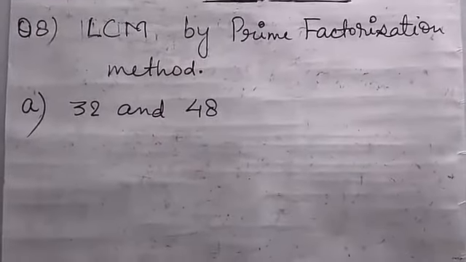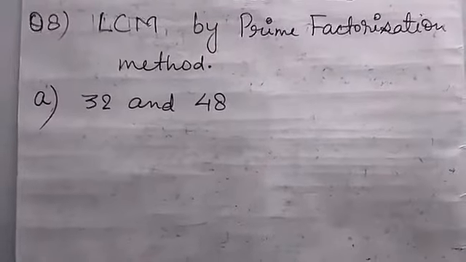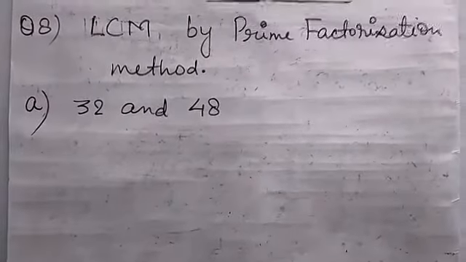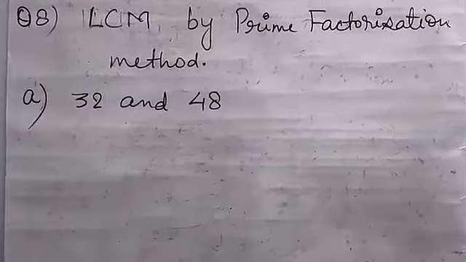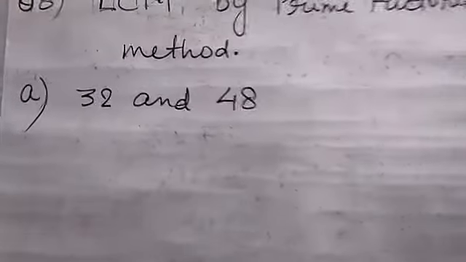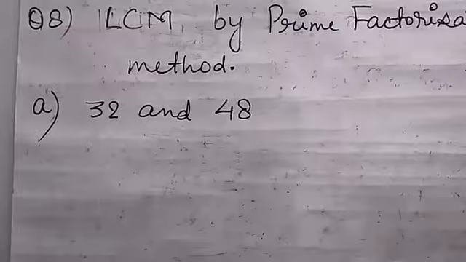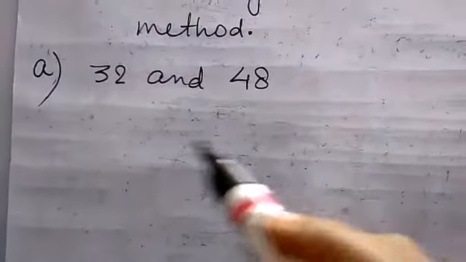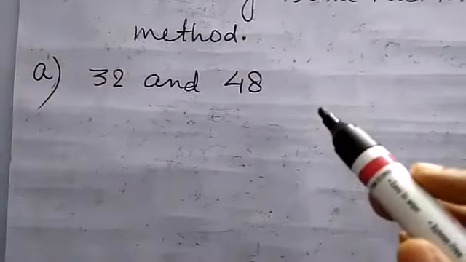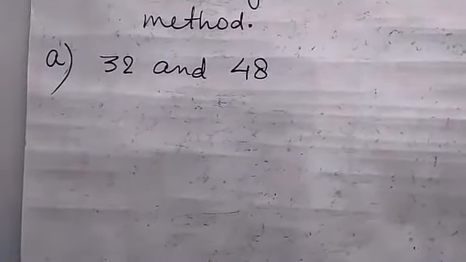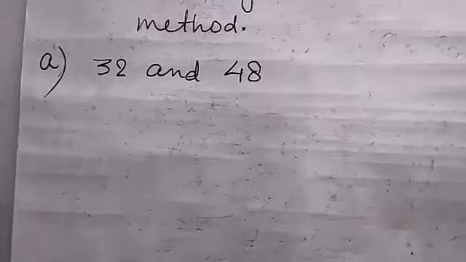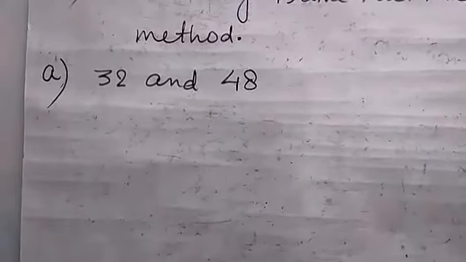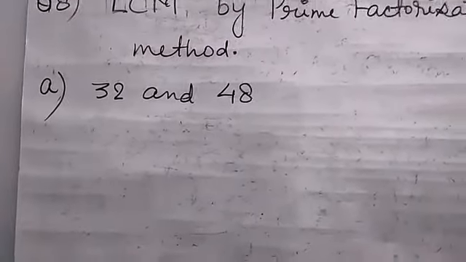In this method, either we have to do it with the help of a factor tree, or we have to do it with division. So question number 8a, 32 and 48, LCM of 32 and 48. First we will find out the factors of 32 and 48. Then in LCM we write all the common factors and extra factors to find the LCM.